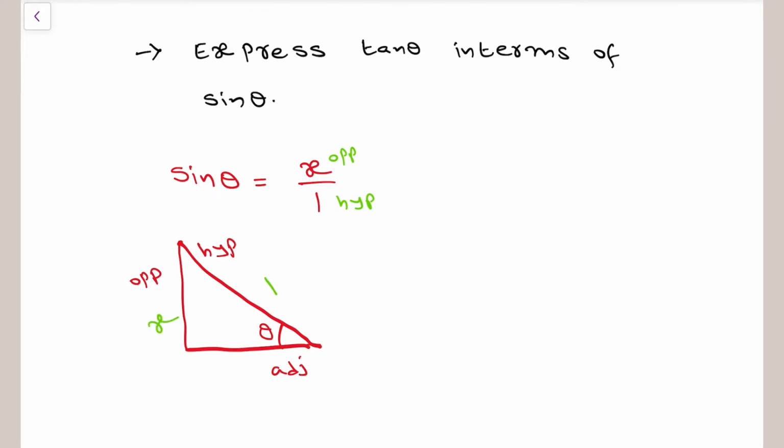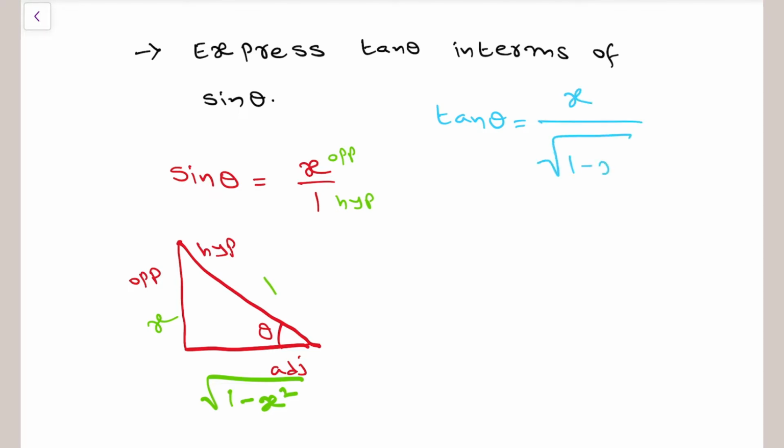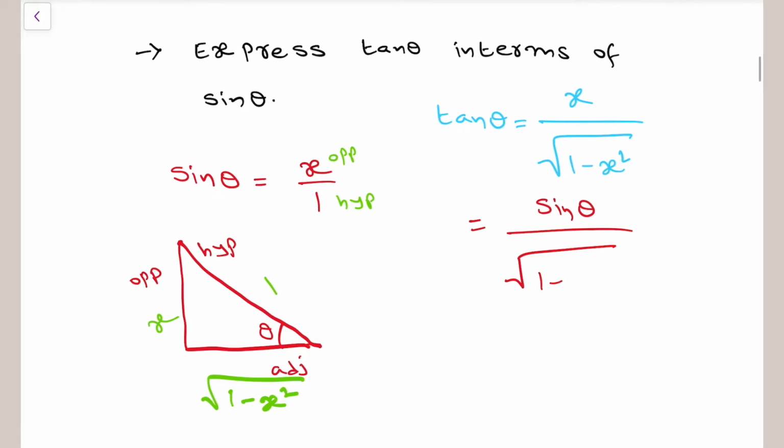We need to find out the third side, right? That is the adjacent side. So that will be under root 1 minus x square. Now he is asking us to find the tan theta value. So tan theta equals opposite by adjacent. Here opposite is x divided by adjacent, under root 1 minus x square. x is nothing but sine theta. So sine theta divided by under root 1 minus x square. x is sine theta again, so sine square theta.